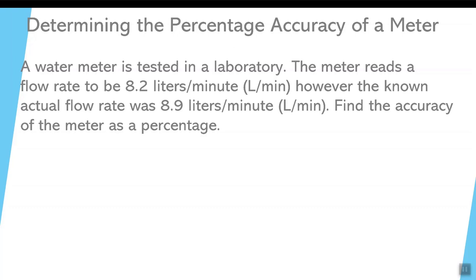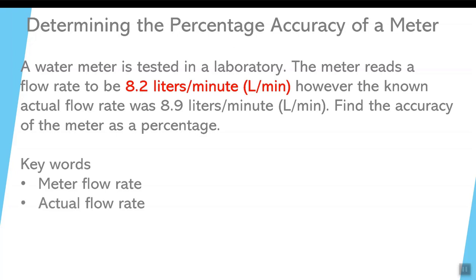So when we look at these numbers, we have to determine a couple of things. First of all, what are the key words? What does the meter say was the flow rate in this situation? Now, in this case, it was 8.2 liters per minute. Now, what do we know is the actual, the factual? We know for a fact. What is that number? Well, that was 8.9 liters per minute. So now what we're asked to find, what is the accuracy? Now, in this case, we know that the meter is reading a little bit below. 8.2 is a little bit below what the actual flow rate is, 8.9 liters per minute.